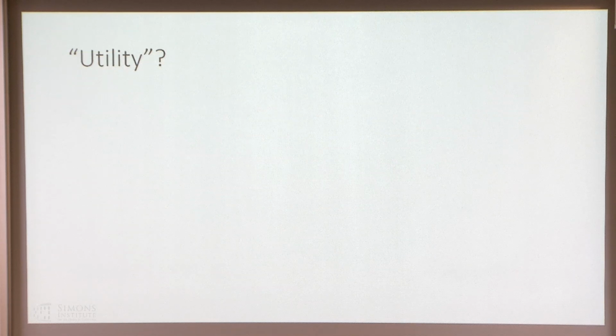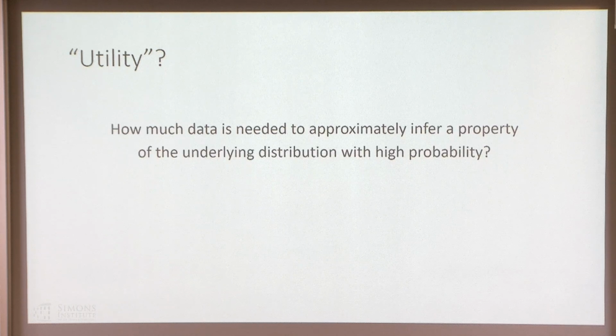The next thing I want to talk about is what we mean by utility. This will generally be a problem-specific thing, whether we're doing hypothesis testing or distribution estimation. But the general statement we're going to try to understand is how much data is needed to approximately infer a property of the underlying distribution P with high probability. This is a very broad question. I'll be more precise in a bit.